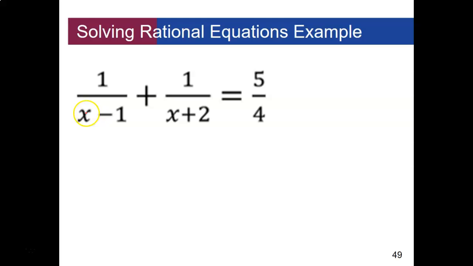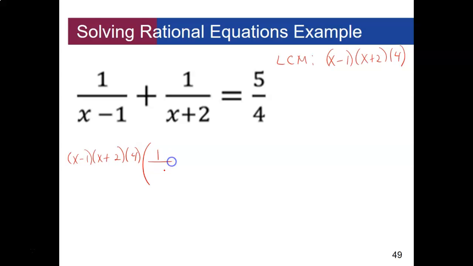The first step is to factor the denominators. These don't have to be factored, so we can move on. The next step is to determine our least common multiple. So that's going to be our x minus 1, our x plus 2, and our 4. So now we want to go in and we want to multiply each one of these by this least common multiple. So I'll have x minus 1 times x plus 2 times 4.